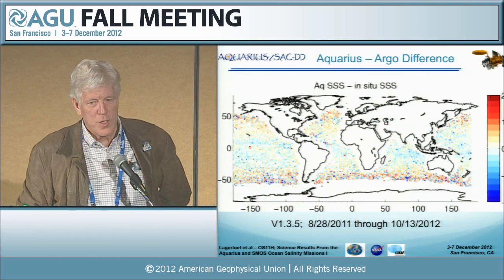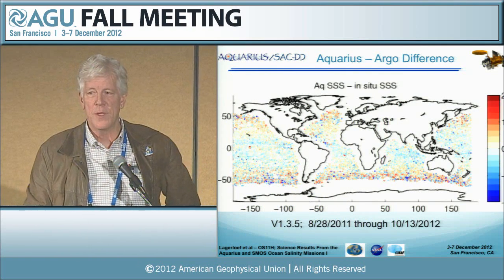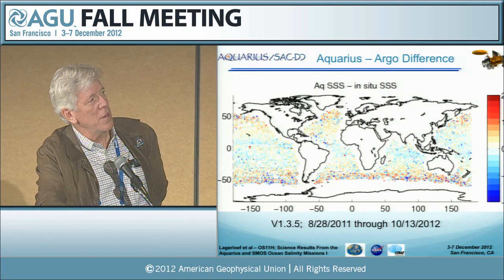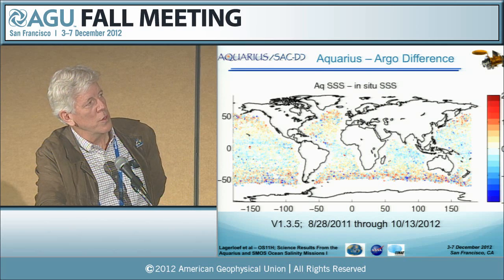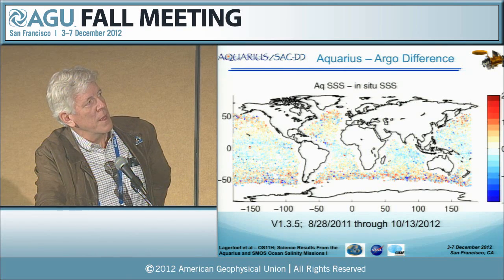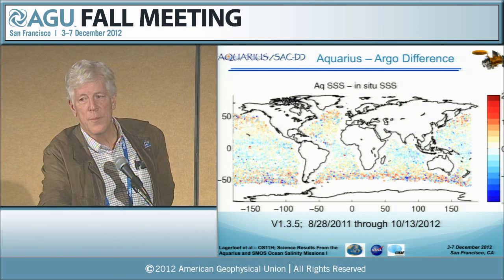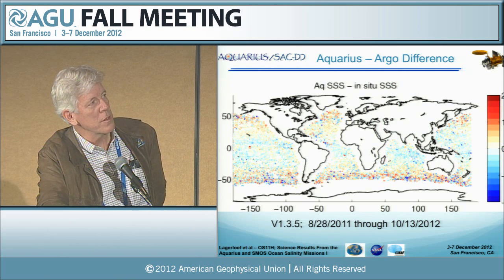This is just a difference between those two maps that I showed you on the previous slide. And you can see that in the higher latitudes, as I just explained, there's a lot more noise in the differences. Aquarius tends to measure salinities that are slightly less than the buoys in the tropical region. This is why there's more of a blue color here.